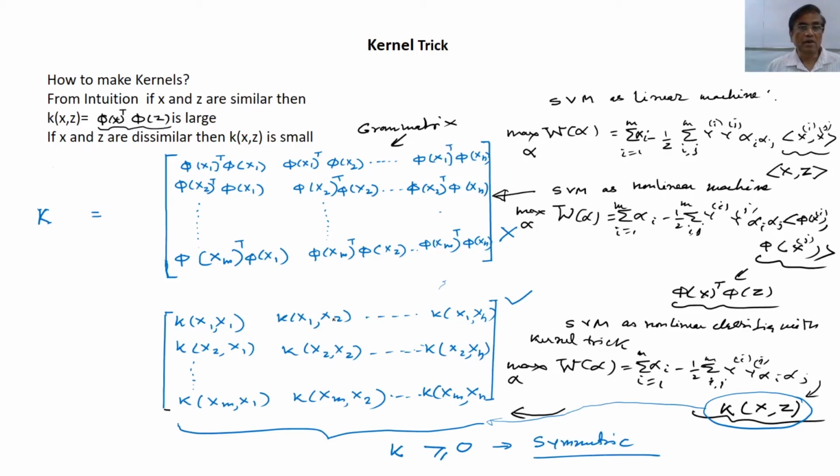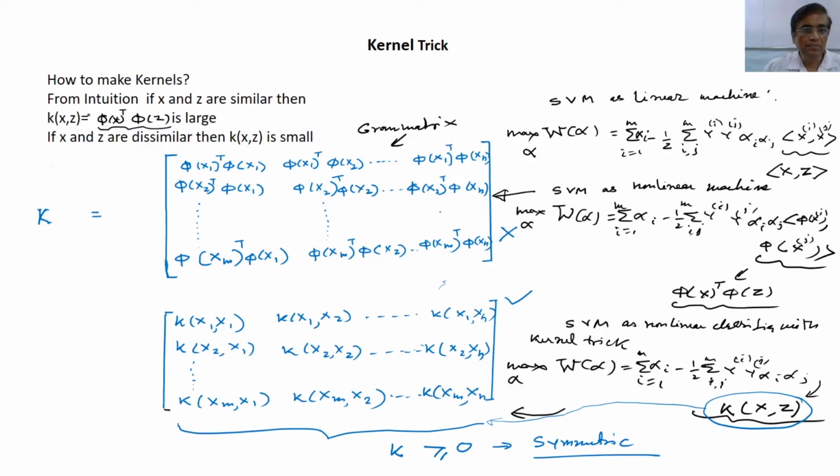So, this is the advantage. Now, how to make your own kernel? You know now what the kernel trick is and how the kernel trick benefits our computation. Now, how to make your own kernel? You have only samples and labels.